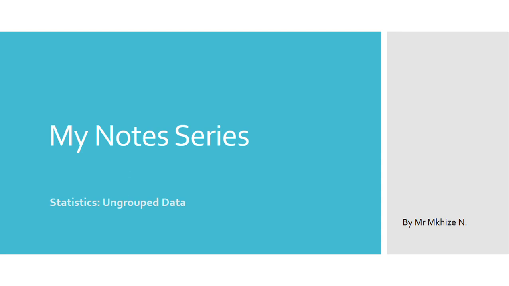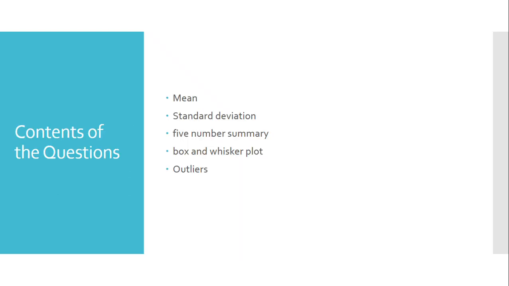In this video, we are going to look at a question from a test, and specifically, we are focusing on ungrouped data. There are a few subtopics that we'll focus on. We're going to start with the mean, the standard deviation, a 5-number summary, which then leads you to draw a box and whisker plot. And finally, we are going to look at outliers.